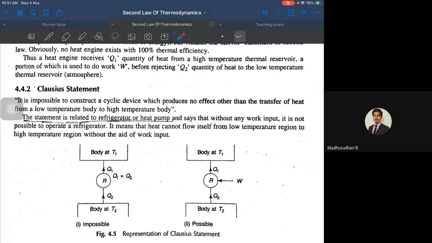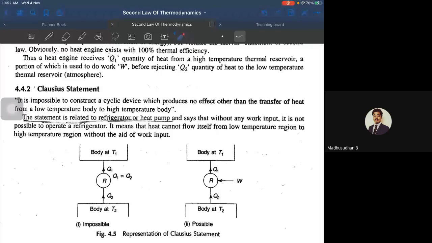Clear, right? So these were a few statements which form the core of the second law of thermodynamics. Of course, there are many corollaries to it, many explanations, many extensions to it. But if you understand these two statements, the Kelvin-Planck statement and the Clausius statement of the second law, the second law of thermodynamics could be very, very easy.